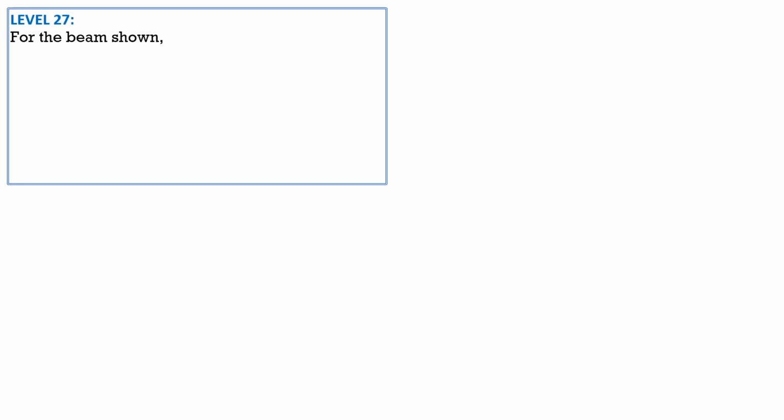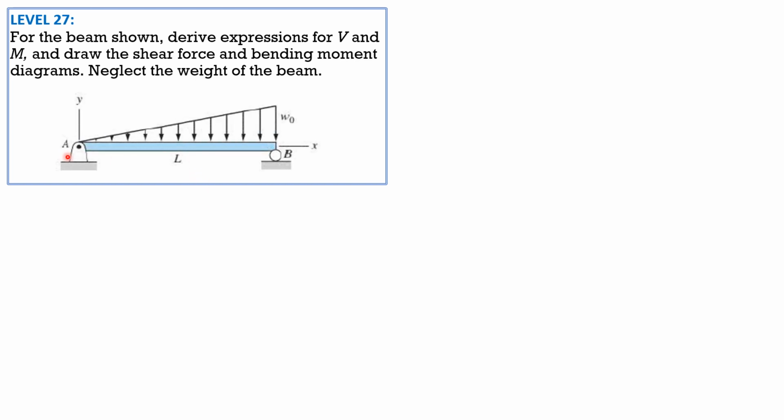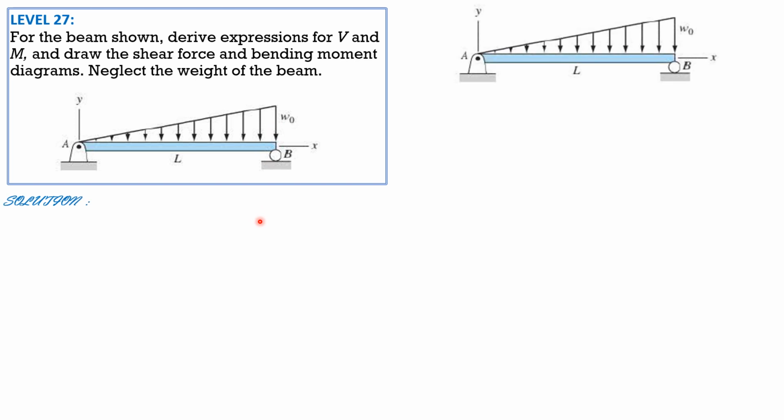Problem 27: for the beam shown, derive expressions for shear and moment and draw the shear force and bending moment diagrams. Neglect the weight of the beam. So here is the given beam. It is loaded with a linearly varying load from 0 at the left support to maximum WO at the right support. So we will call the reactions AY at the left, AX is 0, and RB.